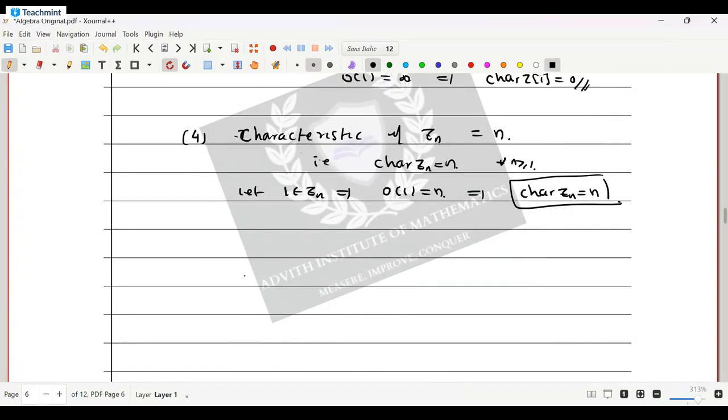What about the characteristic of Q[root 2] or Z[root 2] or any other thing? Tell me, which is equal to dash. Option A is 0. Option B is n. Option C is prime p. Option D is none. Where n is a composite number, p is a prime number.